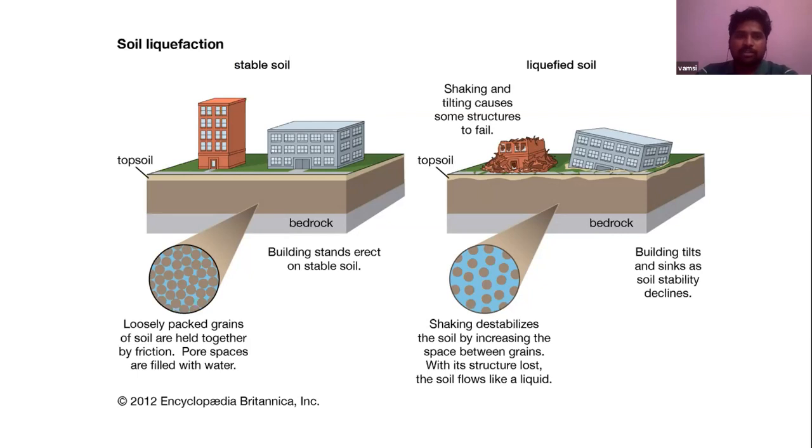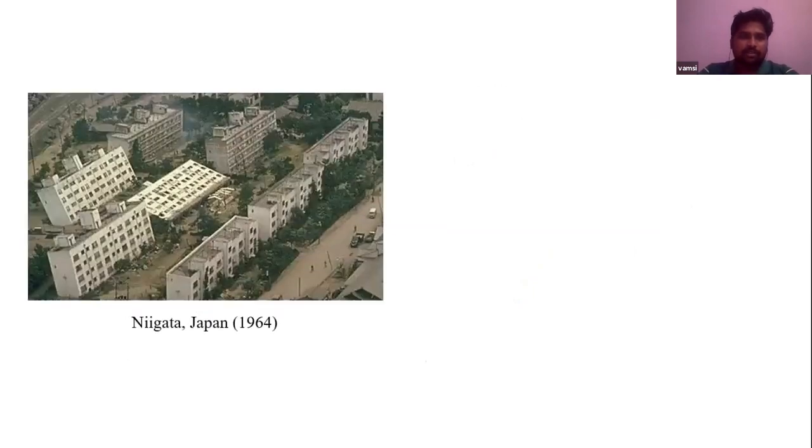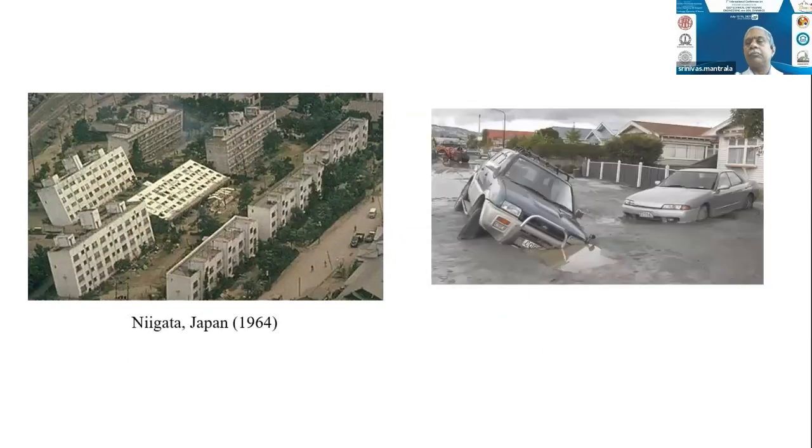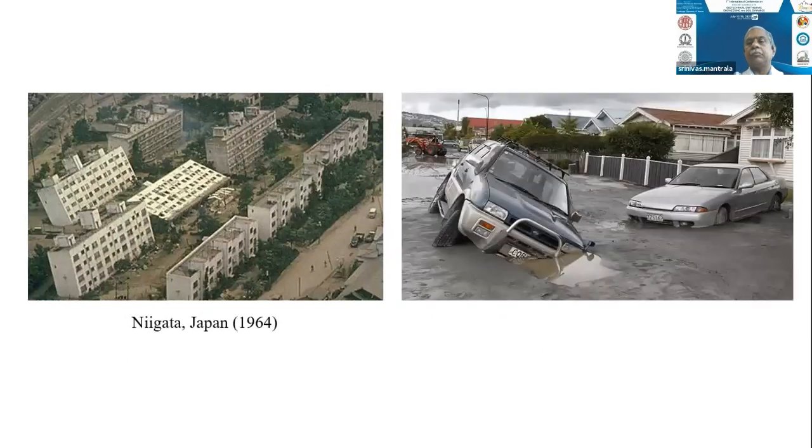But because of an earthquake or any other dynamic force, shaking occurs. This destabilizes the soil by increasing the space between the grains, because of which the structures lying above the soil will fail. This is the Niigata earthquake in Japan, which occurred in 1964. And this is Christchurch, New Zealand, 2011.